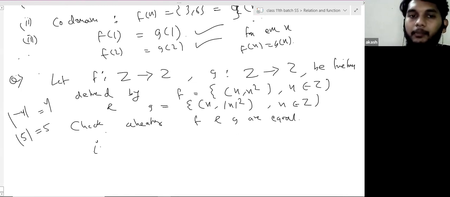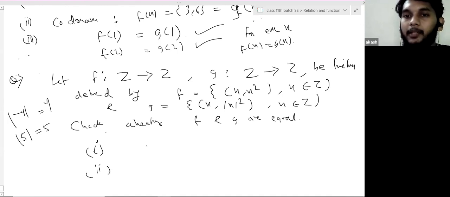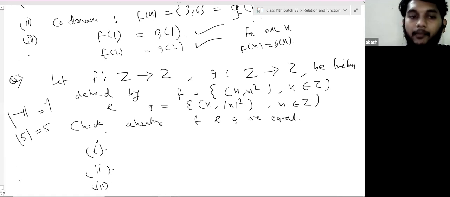Again, I'm telling you, be careful in this type of question. Don't just judge the questions by looking at them. Like n and n square, there is no difference, right? But in many cases, there can be differences. So please check all these three conditions. Domain should be equal, codomain should be equal, and f of x should equal g of x for every x. All right, I'll give you a few minutes. Make a habit of this.